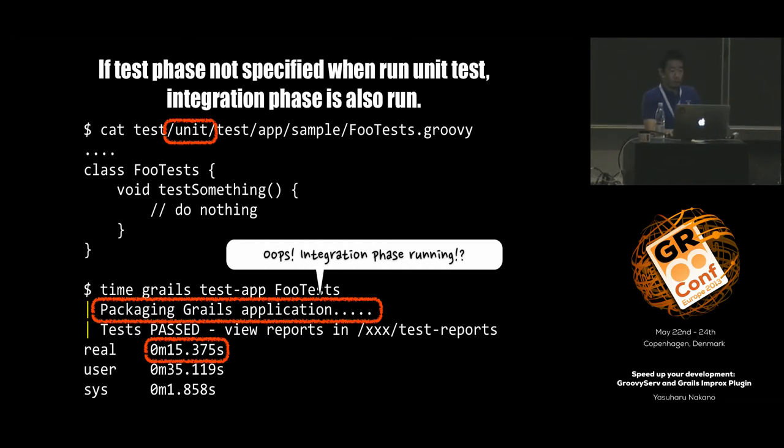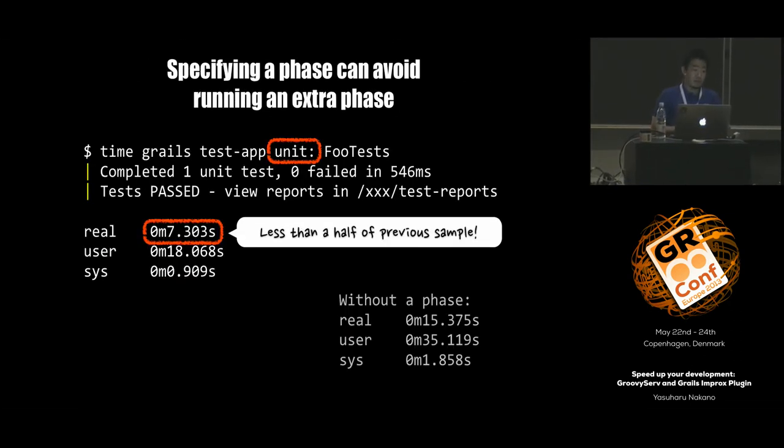In this example, it takes 15 seconds. On the other hand, if you specify a unit test phase explicitly, only the unit test is run. The time is less than half of the previous slide, 7 seconds. Great.